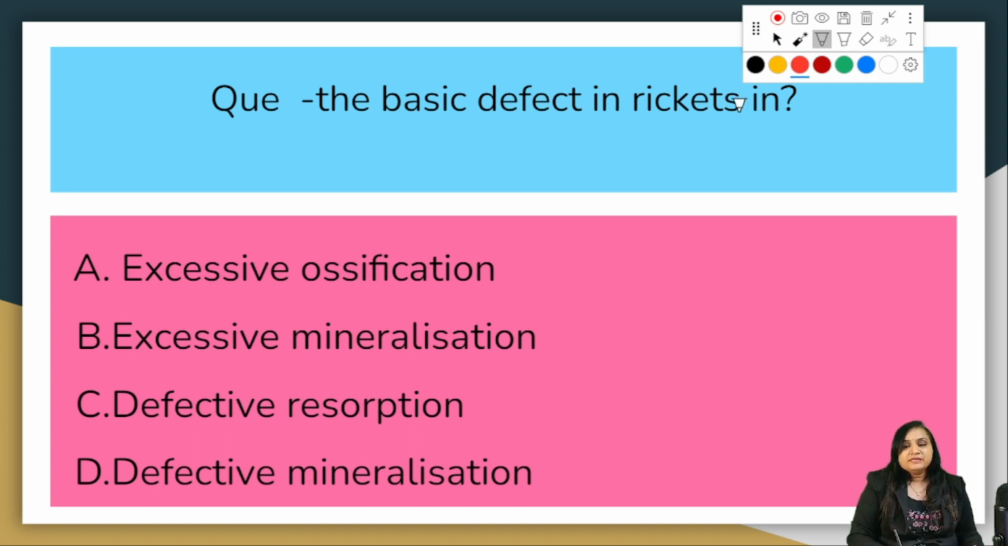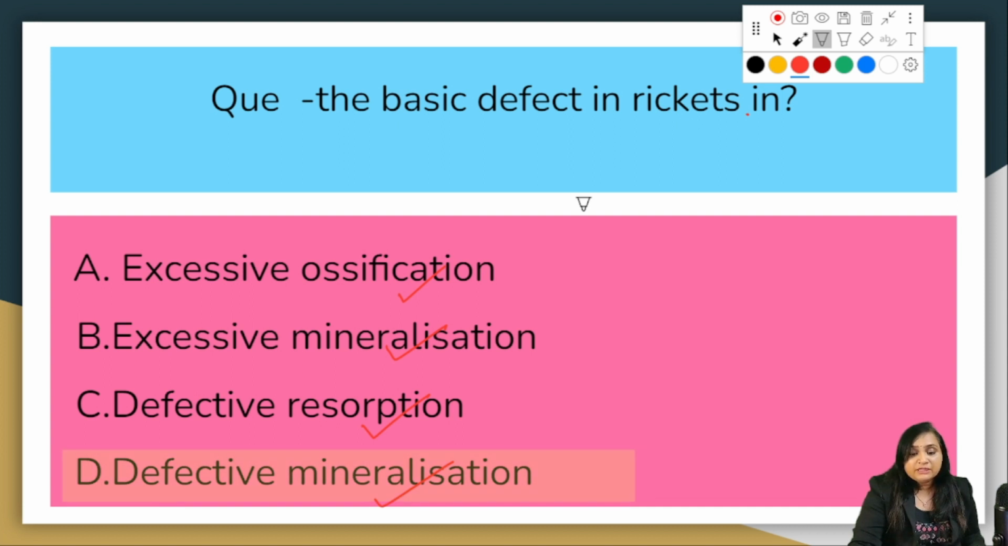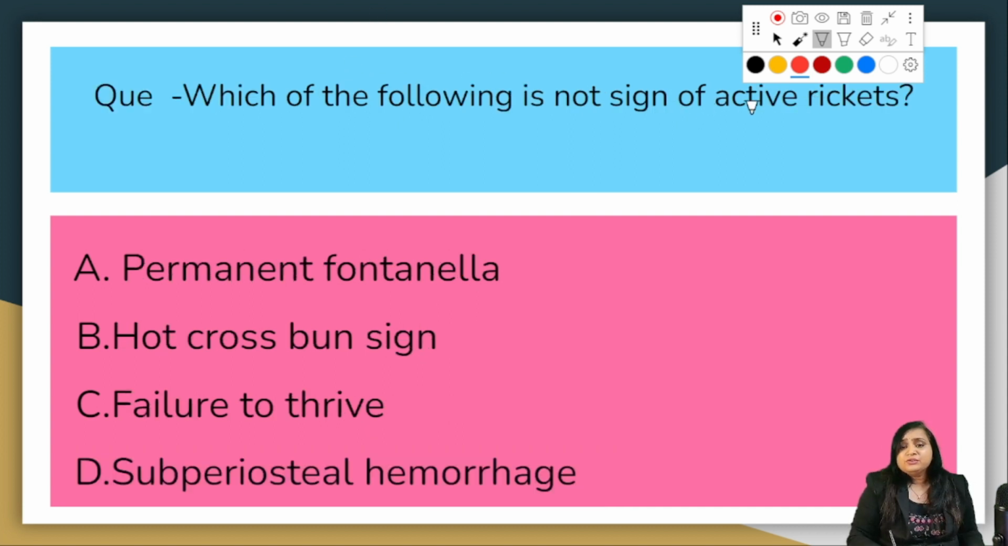The basic defect in rickets is excessive ossification, excessive mineralization, defective reabsorption, or defective mineralization? With the pathophysiology of rickets, we have learned that it is because of defective mineralization. Which of the following is not a sign of active rickets? Permanent fontanelles, hot cross bun sign, failure to thrive, or subperiosteal hemorrhage?